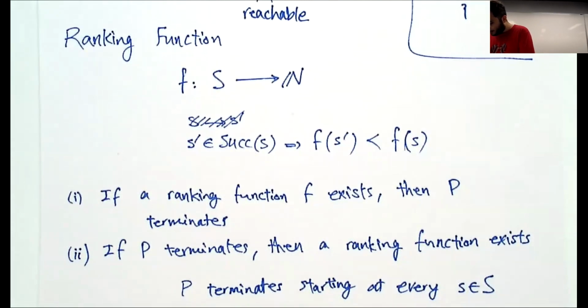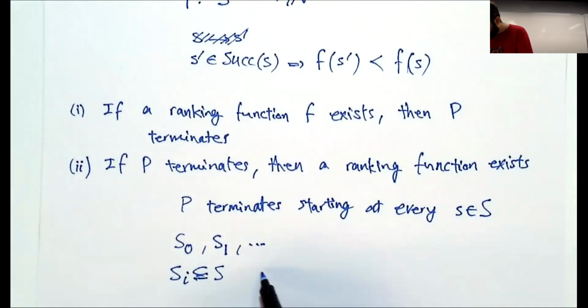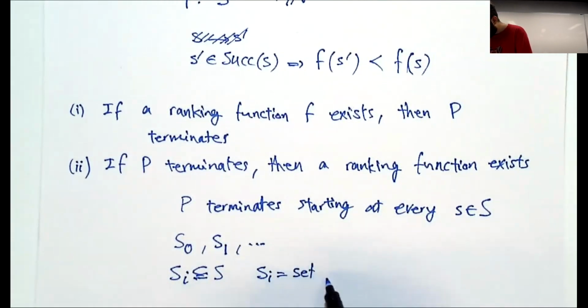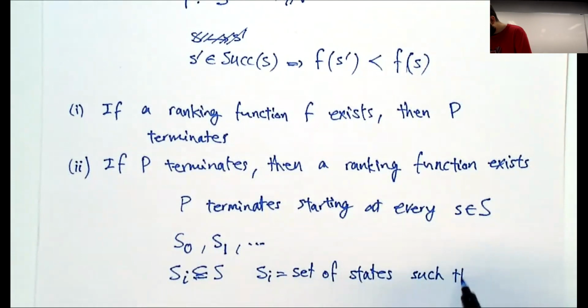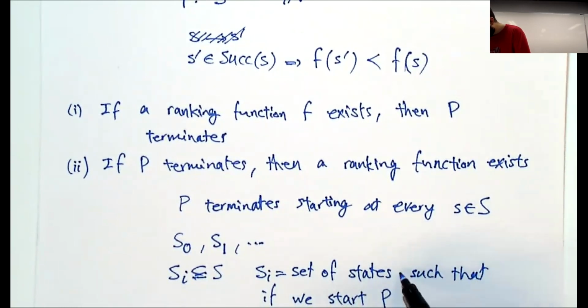So Si is, first of all, a subset of S, because we are only talking about reachable states. And also Si is the set of states such that if we start P from Si, we terminate in exactly i steps.